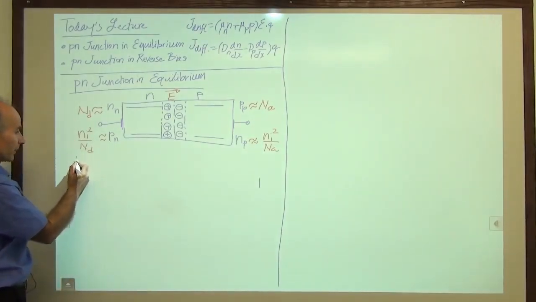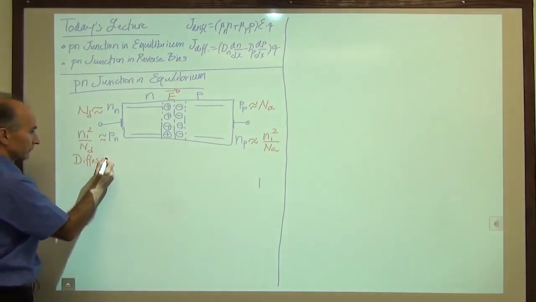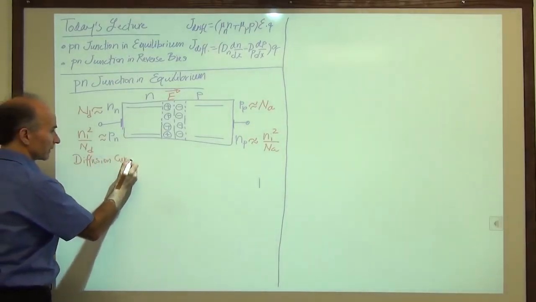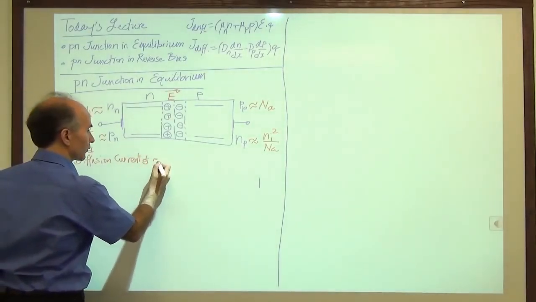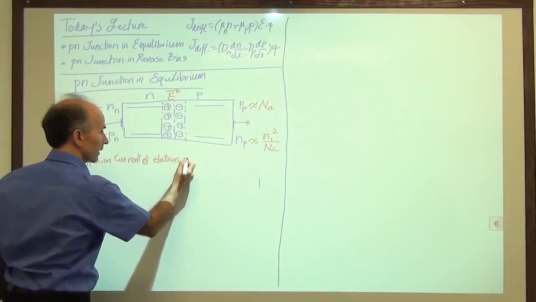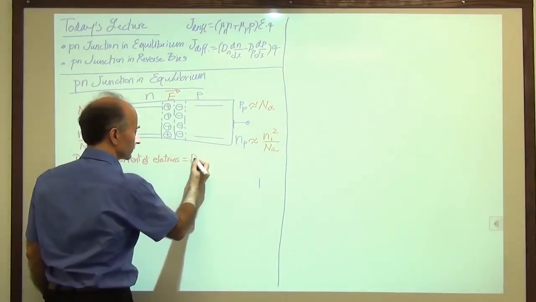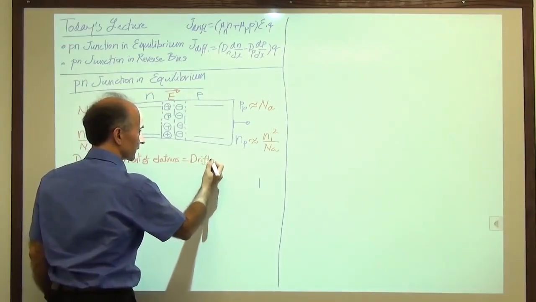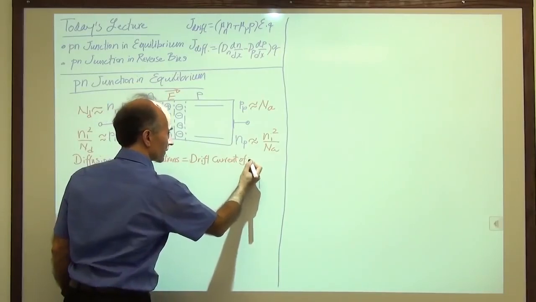So we say, for example, diffusion current of electrons must be equal to a drift current of electrons.